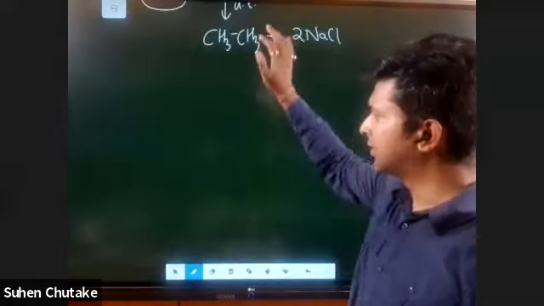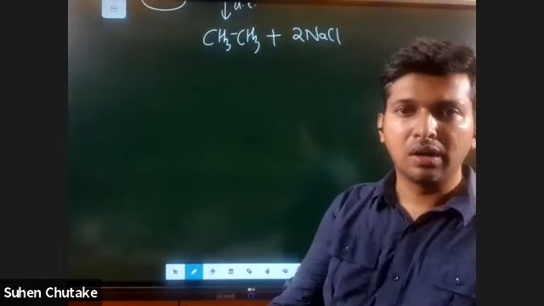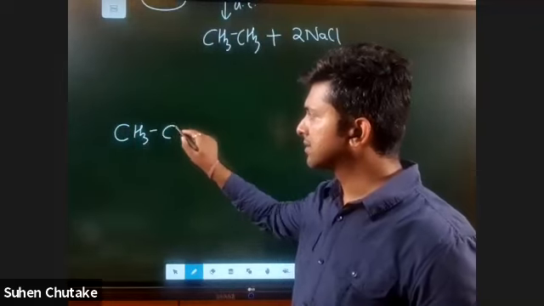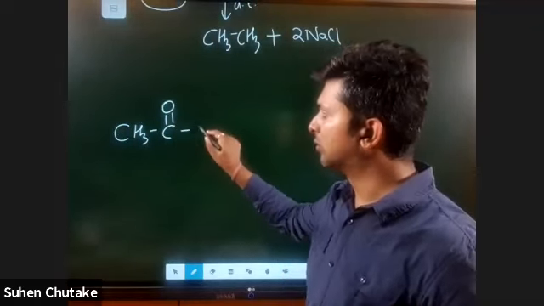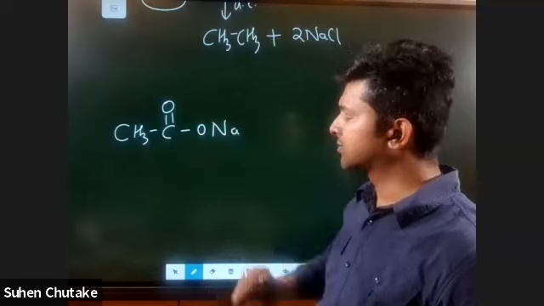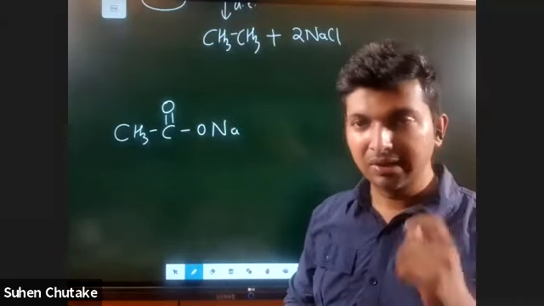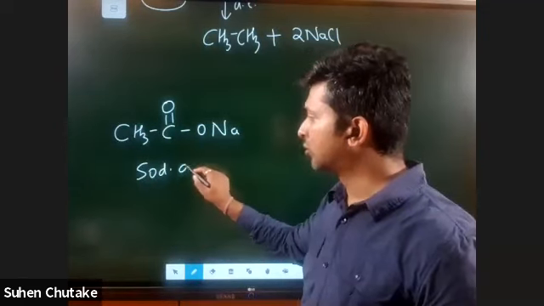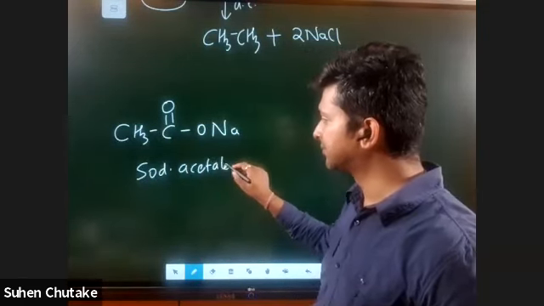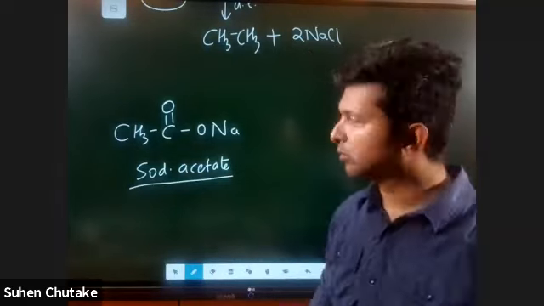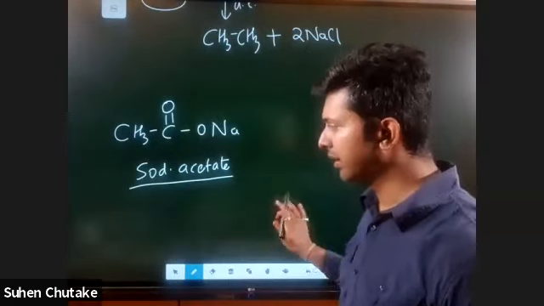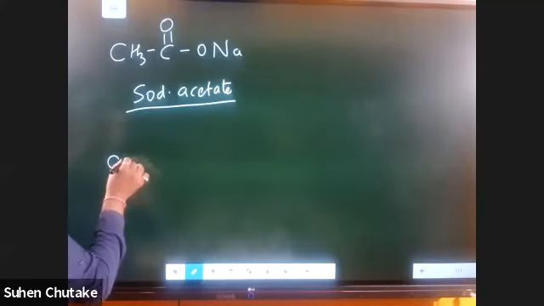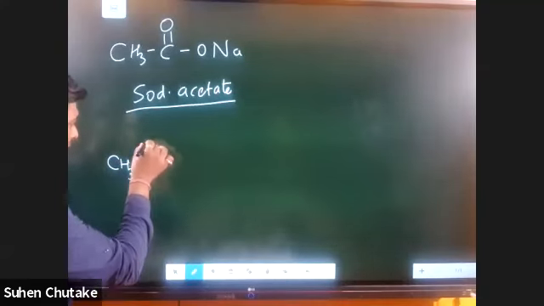Okay, now let us continue with a few more reactions today. So have a look over here. CH3C(=O)ONa. This is your sodium acetate. Okay, so how has this sodium acetate come into existence? It has come into existence because of acetic acid.